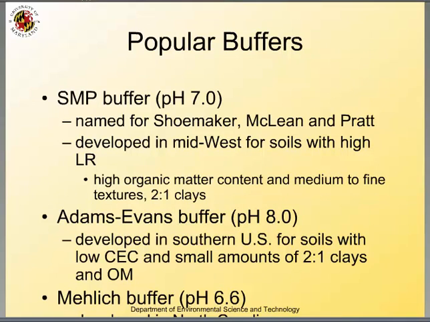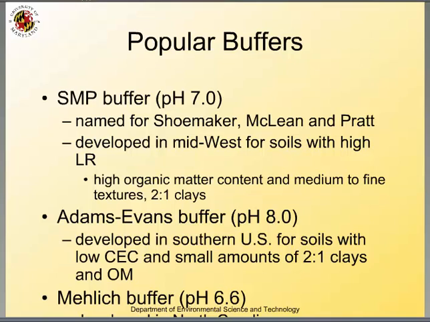SMP. Remember I told you people name things for themselves? Well, here's a perfect example. These are three soil chemists, Schumacher, McLean, and Pratt, the SMP buffer. It was developed for Midwest soils, soils that had a high organic matter content, a lot of clays, a lot of 2-to-1 clays. A lot of soil test labs used to use SMP buffer. Adams was a big deal soil chemist at Auburn, and he found that SMP over-limed Ultisols in the southern United States. And he developed his own buffer, the Adams-Evans buffer. And now there's the Mehlich buffer.